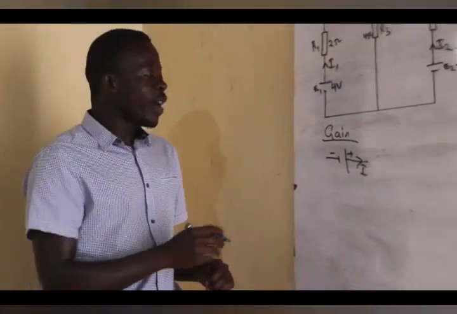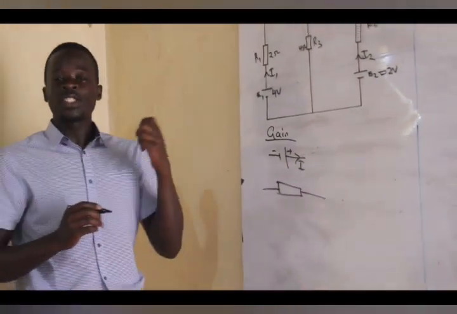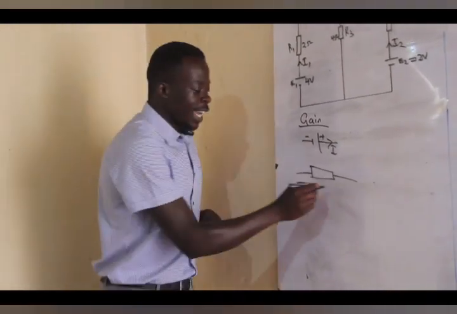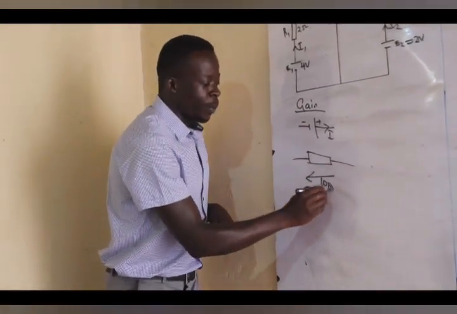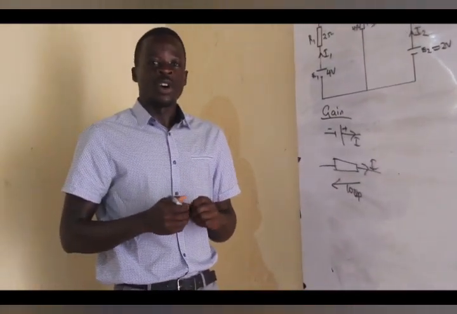But when you want to know there is a gain in a resistance, you look at the direction of the loop and the direction of the current. You will realize that when the direction of the loop is opposite to that of the current, then you will find what is called a gain.